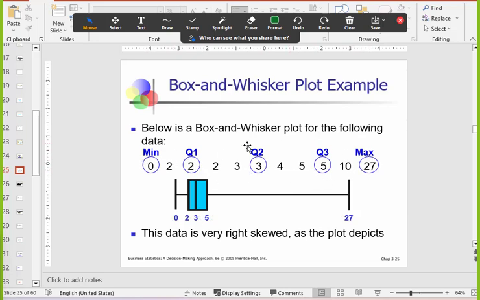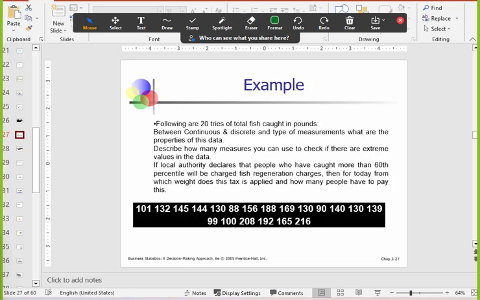Now we will do some examples so that you can understand today's activity. Suppose that you have caught 20 fish while fishing, and you calculated the weights in pounds. These numbers are very big, but they are fictitious numbers. These are the weights of the fish in pounds. Now you have to tell what is the nature of the data. Is it continuous or discrete?